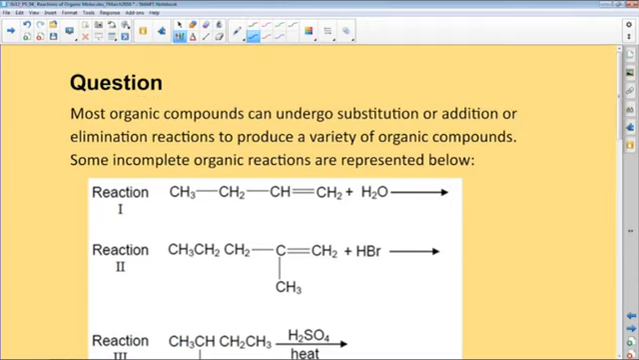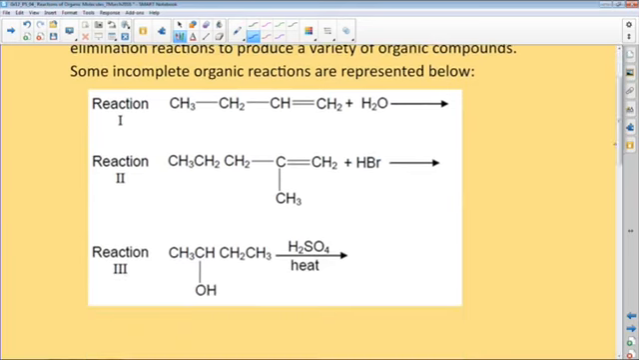So I start over here, and I go, well, I have a double bond. I'm adding water to it. So that means I'm going to break the double bond. So we're going to have a CH3, that's going to stay CH2. Then I know this double bond's going to break.